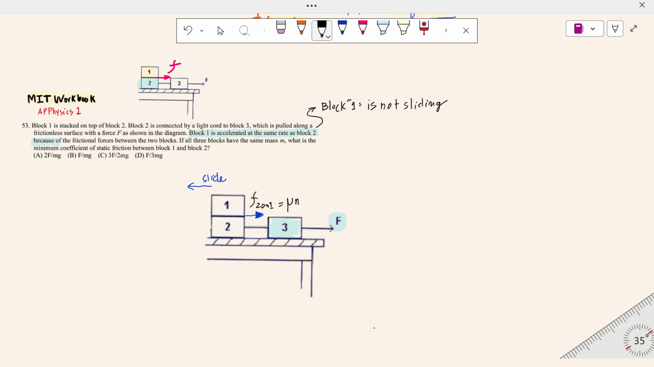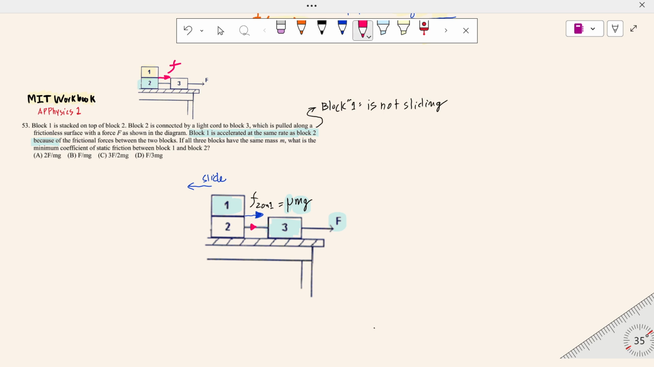and that is equal to mu mg. And why mu mg? Because mu is the coefficient of static friction, whereas mg is the normal force, which is equal to the weight of block 1. So this is the force that is accelerating block 1. All right. And which force is accelerating block 2? The force that is accelerating block 2 is the tension in the string.